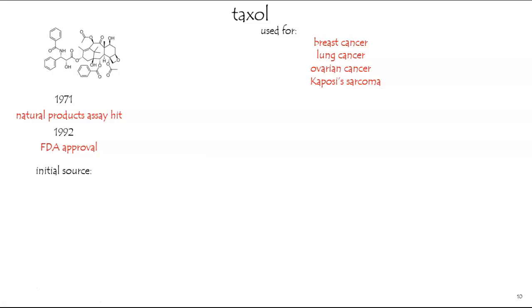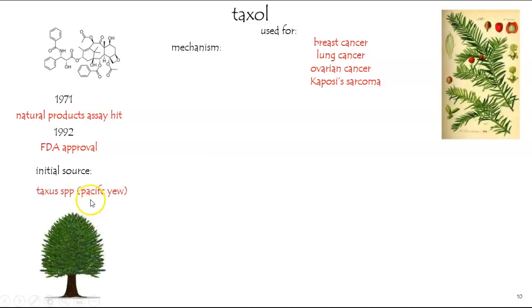Being a natural product, it must have a source, and it comes from the Pacific yew tree, which I guess looks like that. And there's some beautiful botanical art there. The mechanism of action is that it inhibits microtubule formation, which is something that cancer cells do, so this helps prevent cancer cell division. That's a good thing.